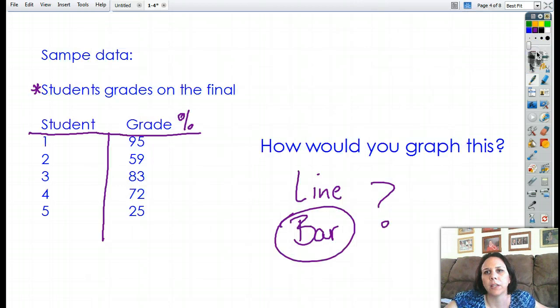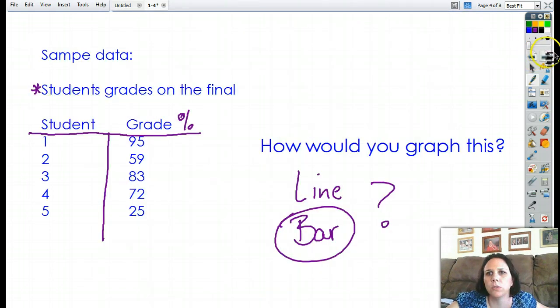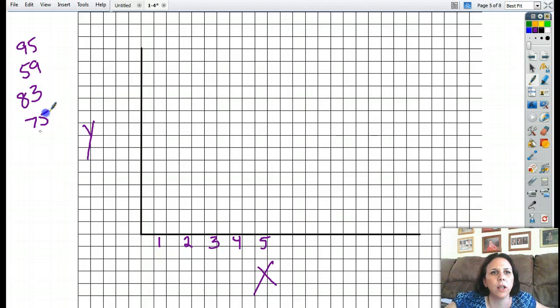Okay, let me scoot back there. So we got 95, 59, 83. Hold on. 95, 59, 83. Let me get the other two. 72 and 25. Ooh, they didn't do so well. Okay, so here's this. So what's going to go here then? Well, obviously the grades. Now, am I going to do 25, 59? No. I got to figure out some intervals.